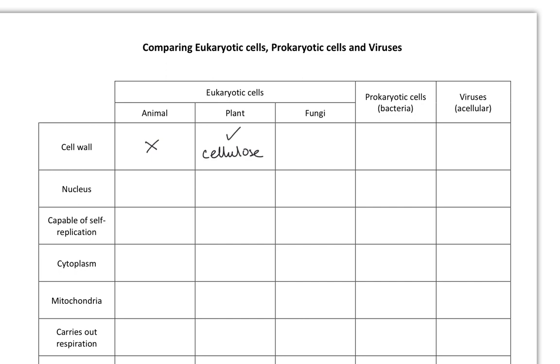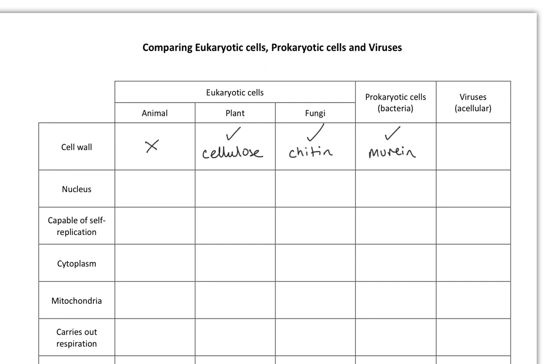We've just done bacteria. Yes, they do. It's made out of murein. And we're going to add on fungi. A fungal cell is like an animal cell with a cell wall, so I can give it a tick. It has a cell wall, and we need to know that it's made of chitin. Be careful how you say it.